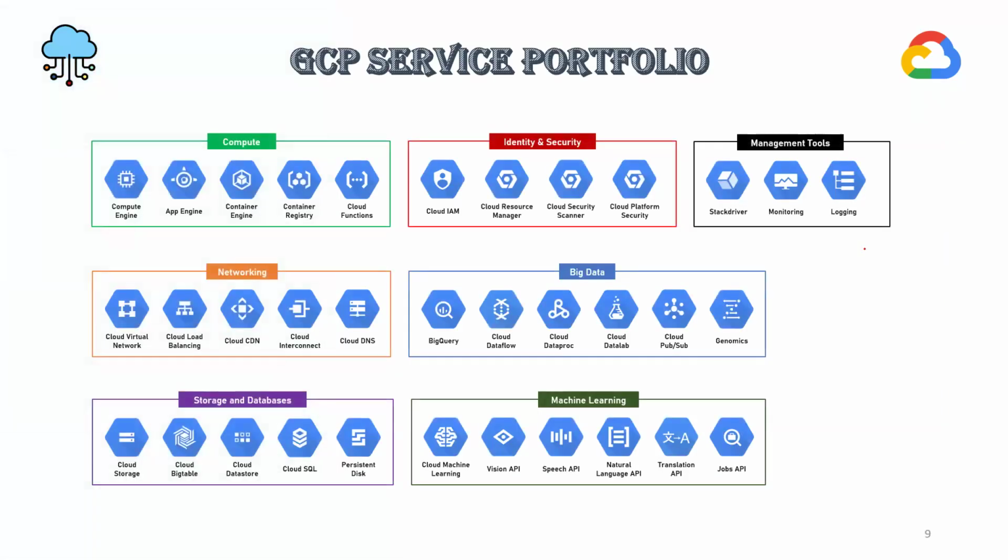Sir, can you name a few of the services? Here is a high level list of the service portfolio. It provides you the compute services. GCP offers compute services, identity and security services, management tools, networking services, big data services, storage and database services, machine learning services.